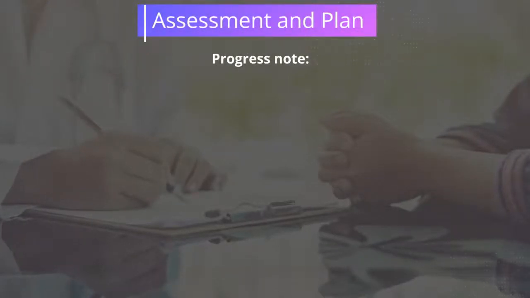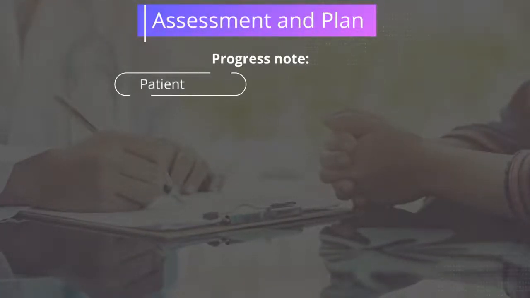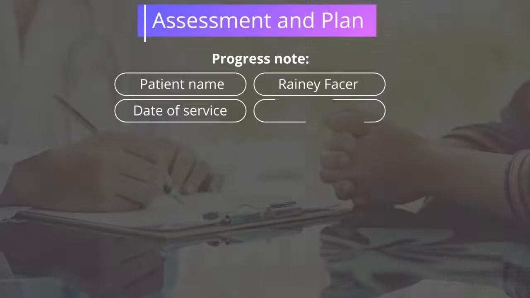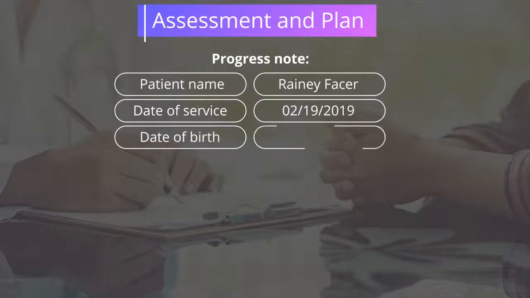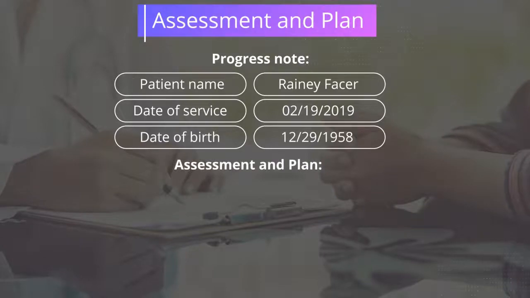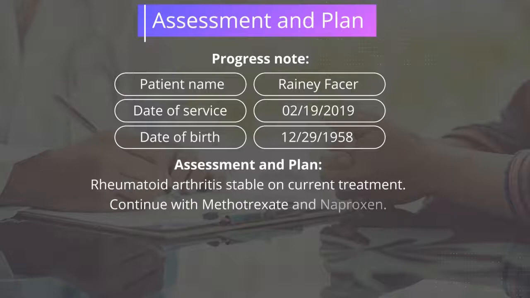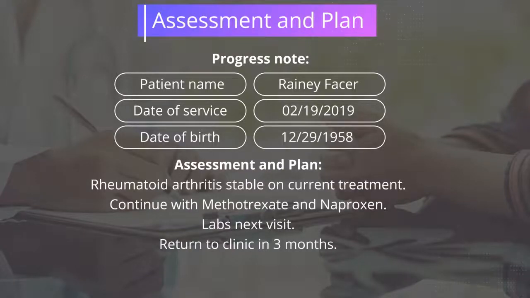Let's see an example of a progress note. Patient name: Rainey Facer. Date of service: February 19, 2019. Date of birth: December 29, 1958. Assessment and plan: rheumatoid arthritis stable on current treatment. Continue with methotrexate and naproxen. Labs next visit. Return to clinic in 3 months.